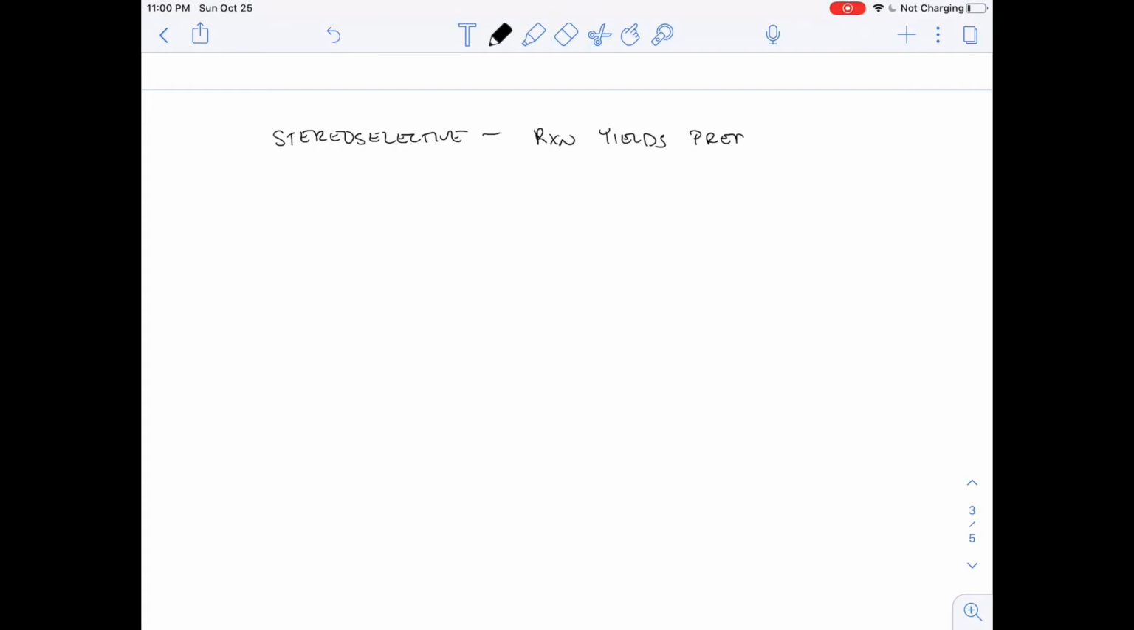We also have the idea of stereoselectivity. So a stereoselective reaction is one that yields predominantly one stereoisomer. So typically this is going to be like a cis or trans, and that's obviously when two or more are possible.